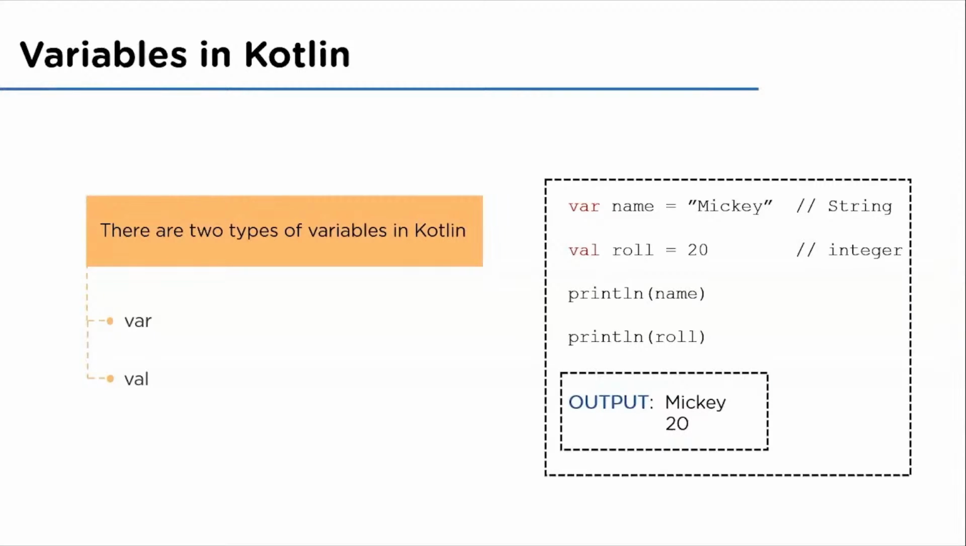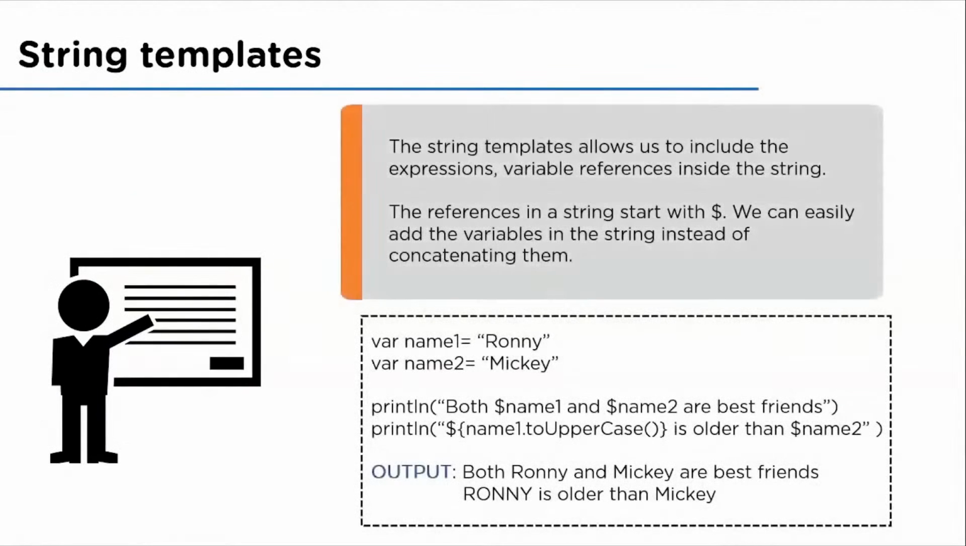Now, coming to next topic, which is string templates. A string can be defined as a collection of characters enclosed in double quotes. The string templates allow us to include expressions and variable references inside the string. The references in a string start with a $ sign. To print the string, we need to add the $ sign before the string name. We can easily add the variables in the string instead of concatenating them.